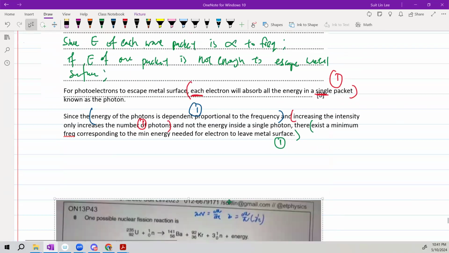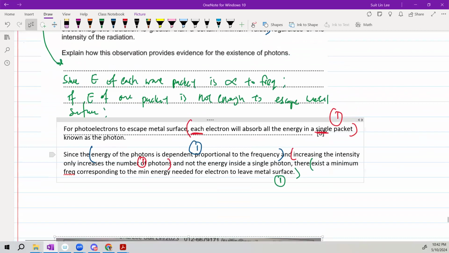What is the definition of a photon? Define photon for me. What is a photon? A discrete packet of energy. So the first point has already described the photon.